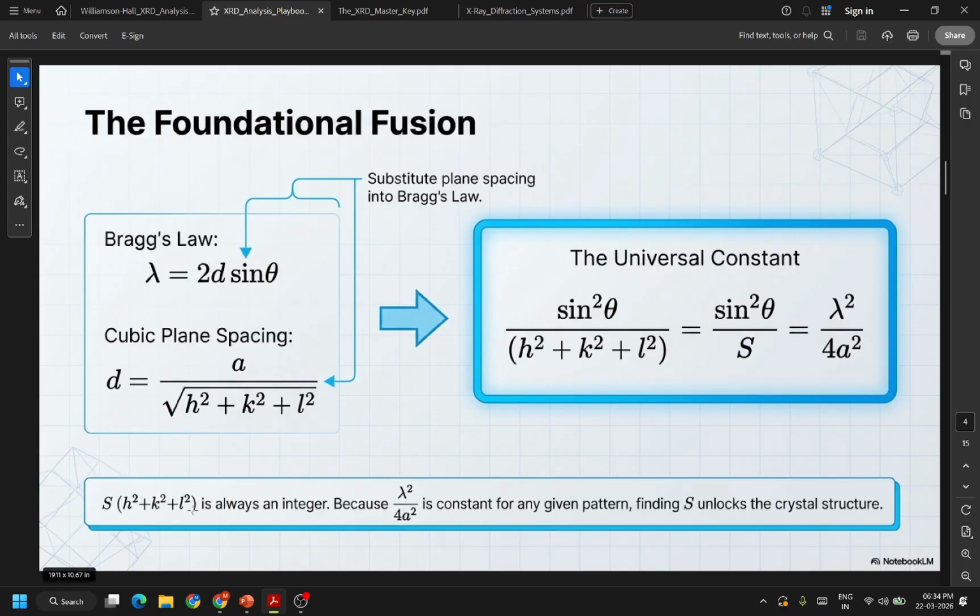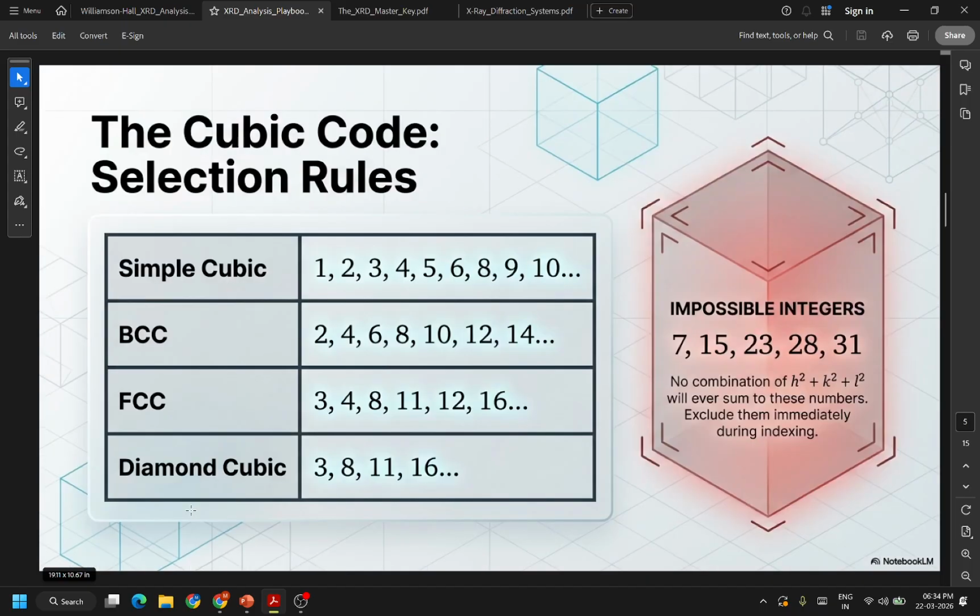Your hkl are always integers, so your s, equal to h square plus k square plus l square, will also be an integer, and lambda square by 4a square will be constant for any given pattern. So if you find s, you will get the whole crystal structure. This is for cubic lattices.